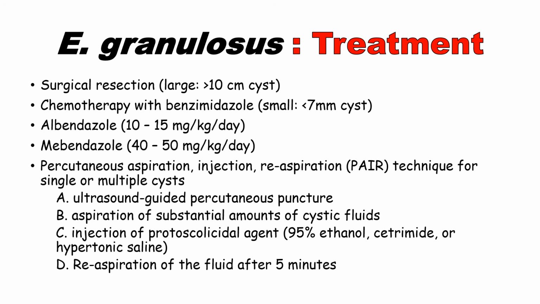So, first, ultrasound-guided percutaneous puncture. It is an invasive procedure. So, with the guide of ultrasound, you aspirate substantial amounts of cystic fluid, and you can use it now for diagnosis. And then you inject protoscolicidal agents such as 95% ethanol, cetrimide, or hypertonic saline. And then you re-aspirate the fluid after 5 minutes. Okay? Generally the drug of choice is albendazole.